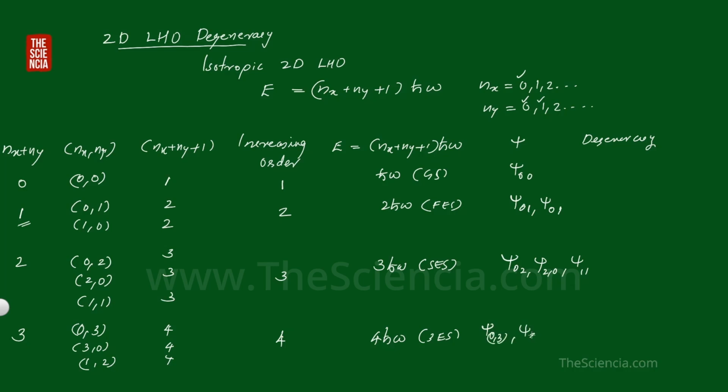psi 3, 0, psi 1, 2, and psi 2, 1. That is, here degeneracy is 1. Here two states, psi 0, 1 and psi 1, 0 have the same energy. Therefore, degeneracy is 2. Here psi 0, 2, psi 2, 0, psi 1, 1 have the same energy. Therefore, degeneracy is 3. And here it is 4.